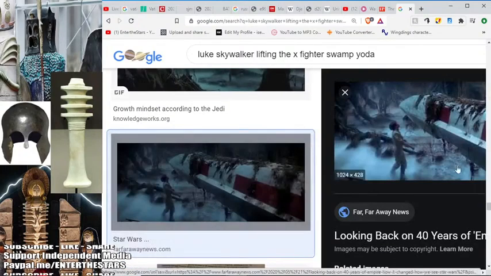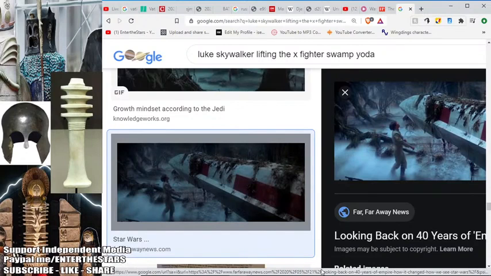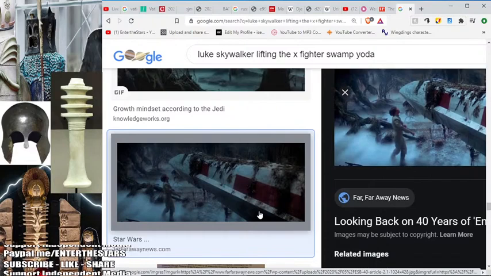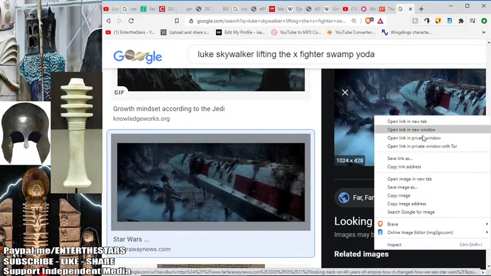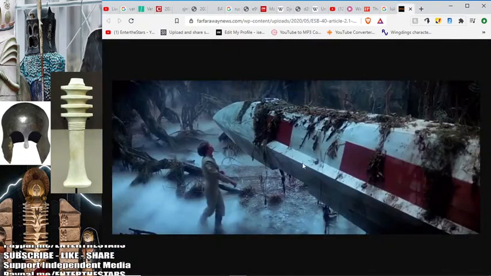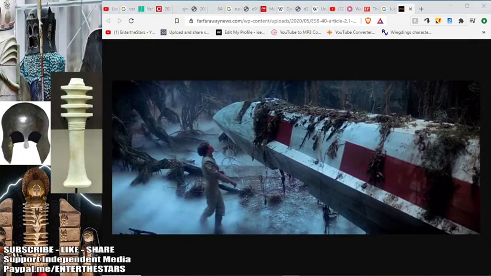Here's a shot of Luke. Look at this. This is the pillar. It almost looks like an obelisk with wings. That's what the X-Wing fighter looks like, right? Let's open this image here. It's an obelisk with wings. So let's keep going with this because there's something really weird.